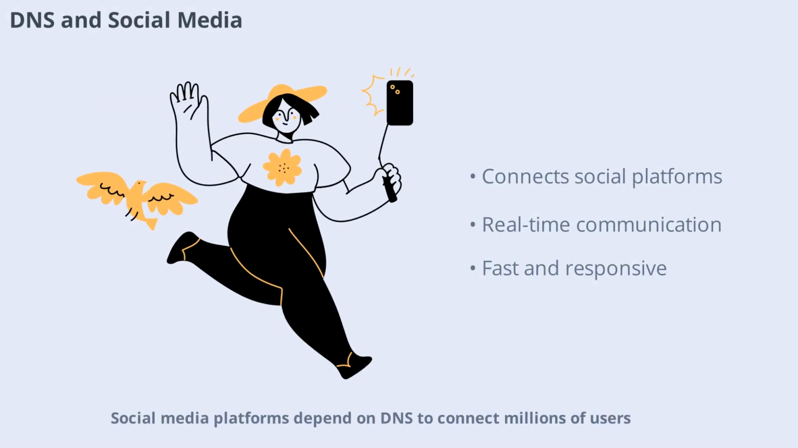Social media platforms depend on DNS to connect millions of users. When you log in or share content, DNS directs your request to the right server. This process keeps social networks fast and responsive, enabling real-time communication.